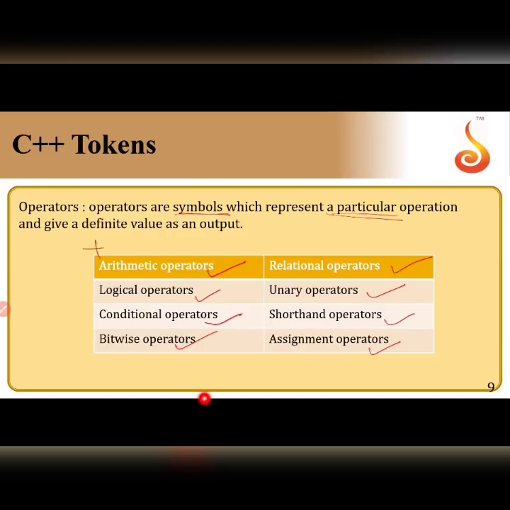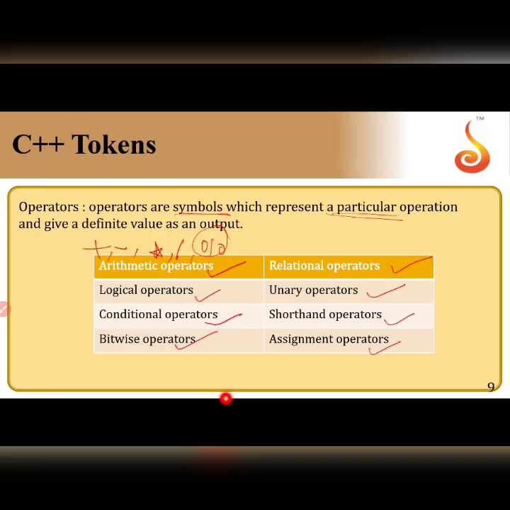The different arithmetic operators are addition, difference, product, division and modulus. Modulus gives the remainder and it can be used only with integer data types. Why is that so? Because if you have a float value, then you will not get any remainder. So you have to use modulus, which gives you the remainder, only with integer data types. All these arithmetic operators evaluate to a value.